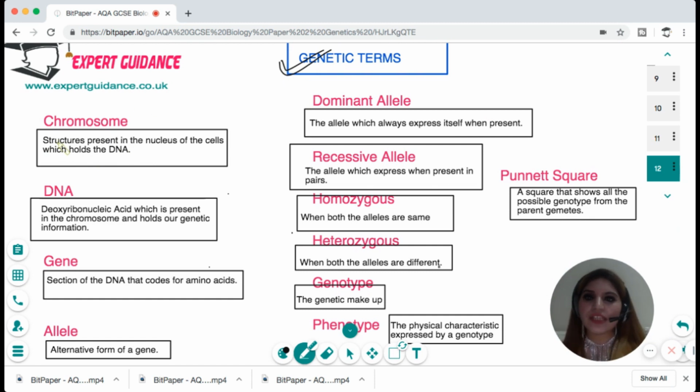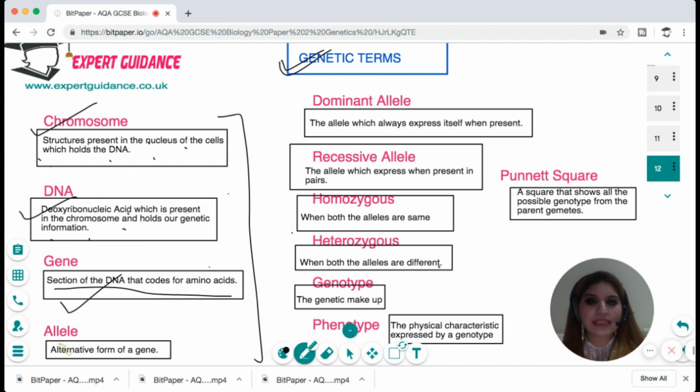Now, in genetics, you should know what a chromosome is. So we just have discussed all these four. Chromosomes are the structures present in the nucleus of the cell which hold the DNA. DNA is deoxyribonucleic acid, which is present in the chromosome and holds the genetic information. Gene is a section of DNA that codes for amino acids. Allele is an alternative form of a gene.